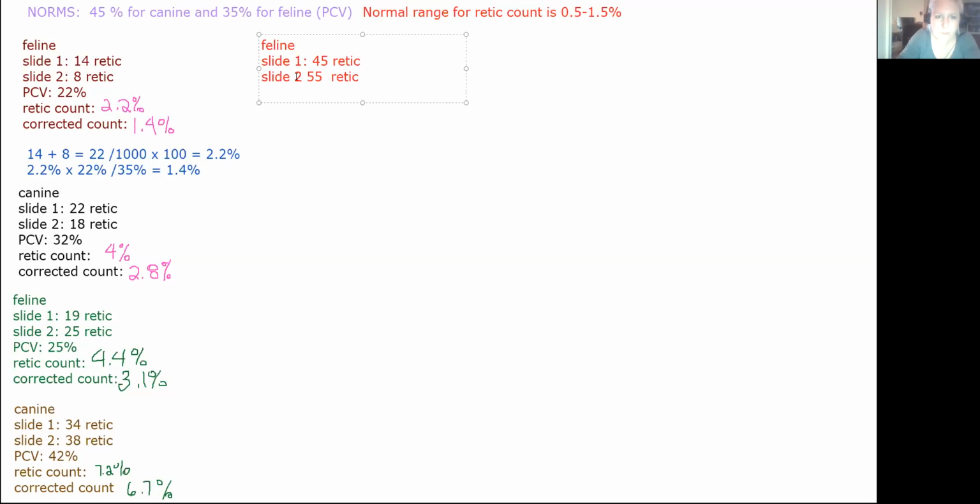Put the little colon in there so you can differentiate. Their PCV is 55%. So the retic corrected.